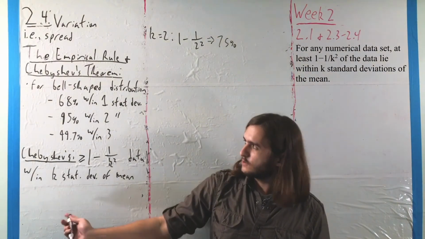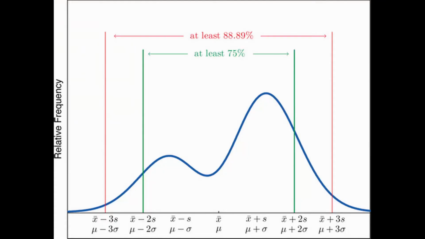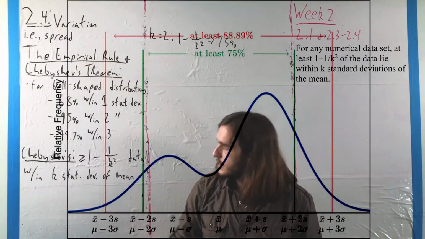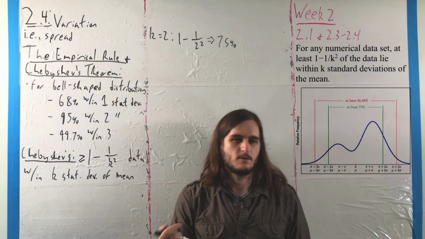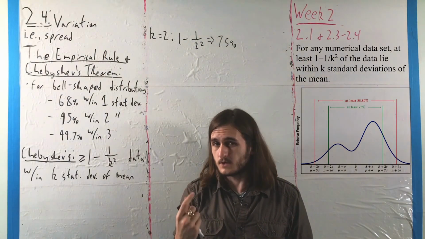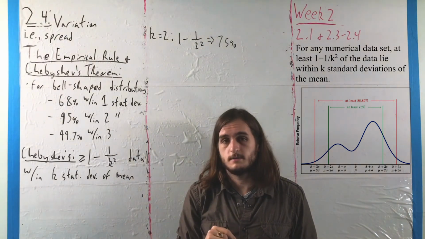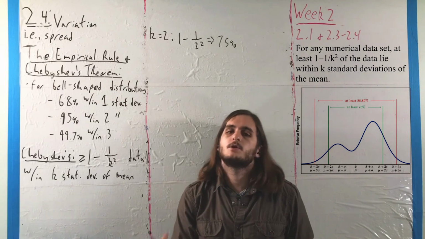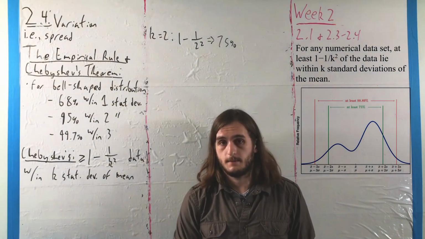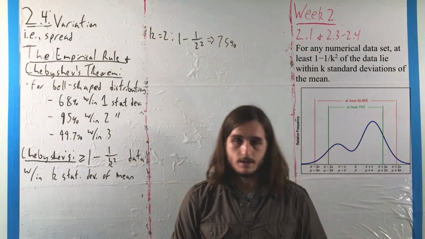And Chebyshev's theorem is more general. It fits most distributions. But the empirical rule is a little bit stronger, even though it's a bit more specific, because it gives a tighter approximation, in a sense. We're going to finish here with an application of these in an example.